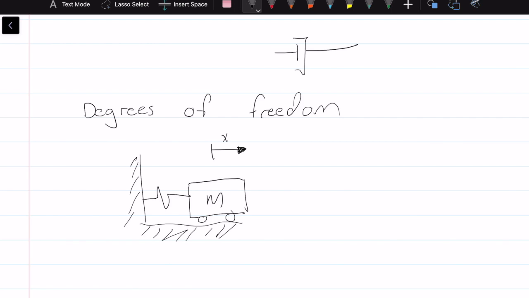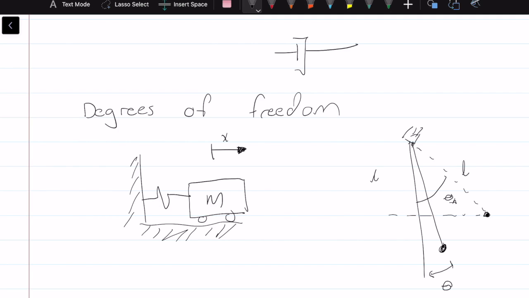And we can also have that with a pendulum. So a pendulum, let's say something like that. It's being held up, and we have a coordinate system theta. Anywhere on this pendulum, let's say we had it here, then we can get the position using this angle. Let's say that's theta A. This length would be L cos theta A, and this distance here would be L sine theta A. So these are examples of single degrees of freedom.